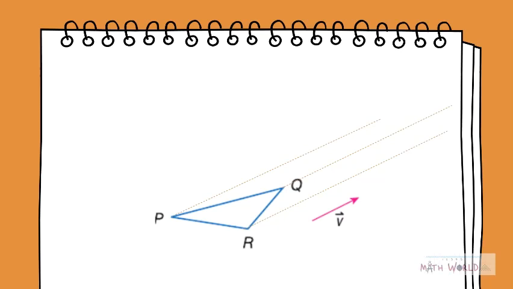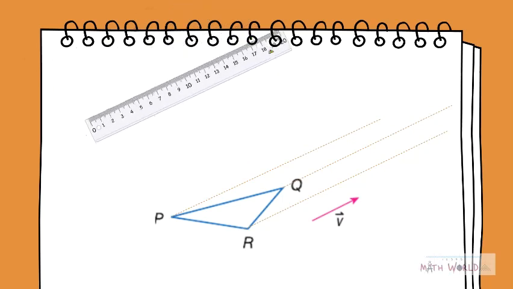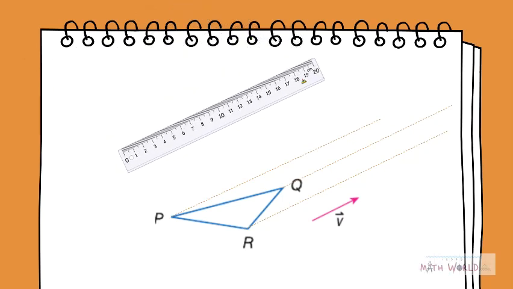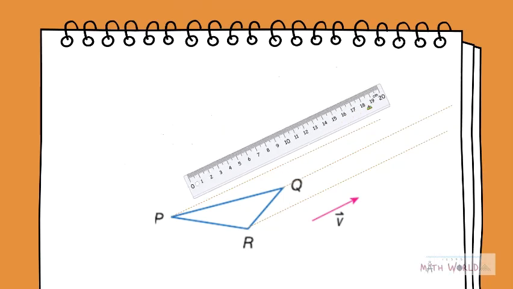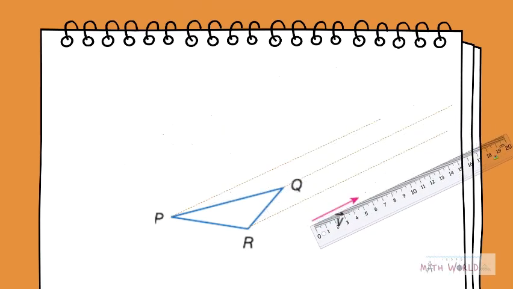We have an important thing. So these three lines should be parallel to the vector V. Now, the next step is to use this ruler to measure the length of the vector V. Now, the length of the vector V here is 5 centimeters. We need to use this length to plot the new points of the vertices.